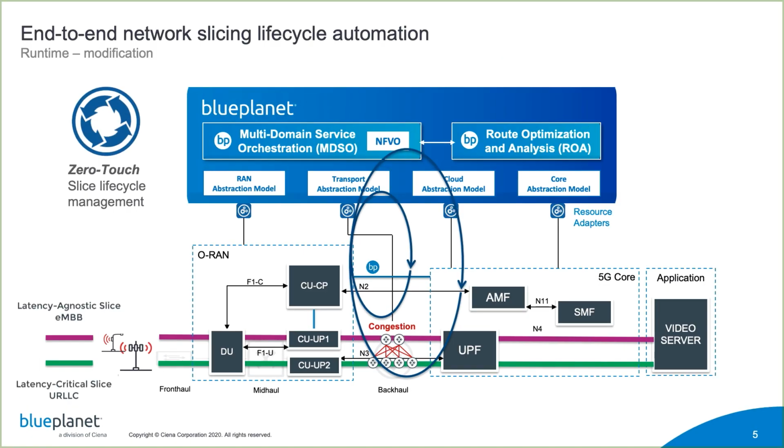In the final stage, we will see that though RWA through its PCE selected the best path to alleviate congestion for both the slices, MDSO determines that the latency SLA for the URLLC slice is not respected. It therefore instantiates a second UPF instance closer to the edge of the network to reduce latency.